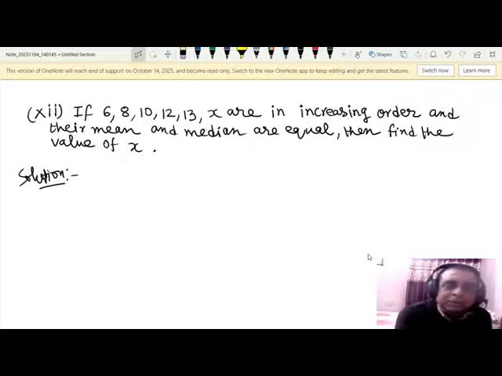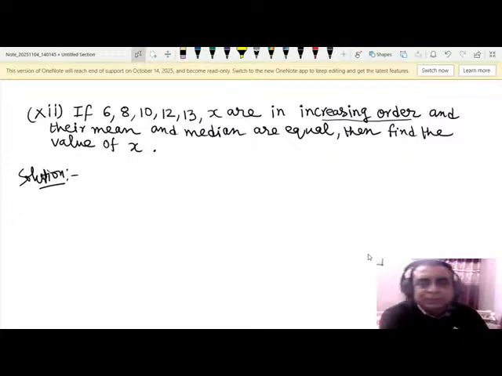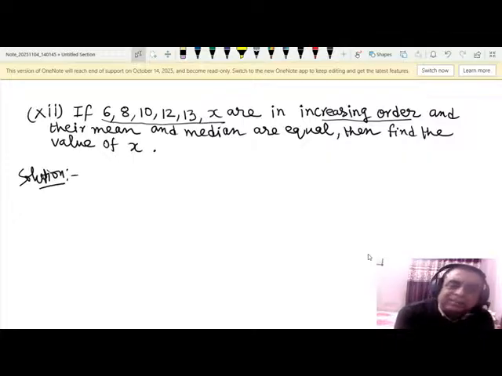So I am explaining to you what the question is saying. If 6, 8, 10, 12, 13, and x are in increasing order, that means x is written at the end. So x is the largest number of all the given numbers.